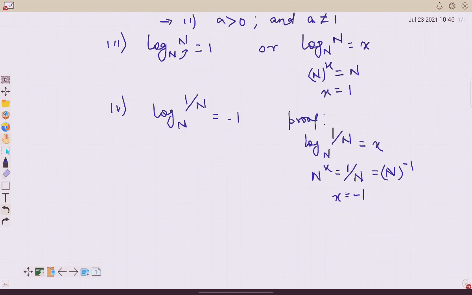The next one is the fifth. What is the value of log 1 base any number n? This value is equal to 0. I will show you the proof.